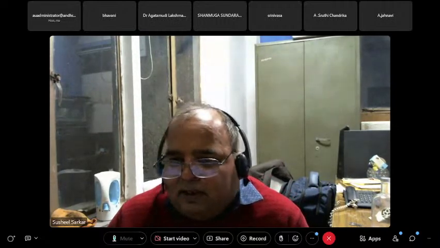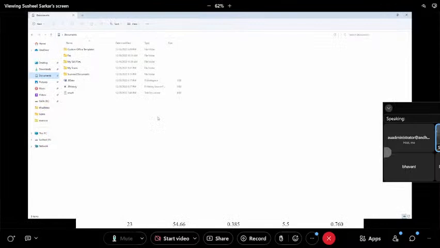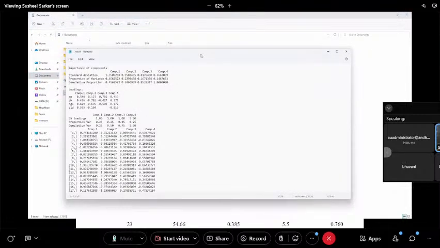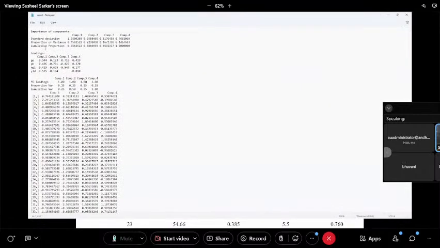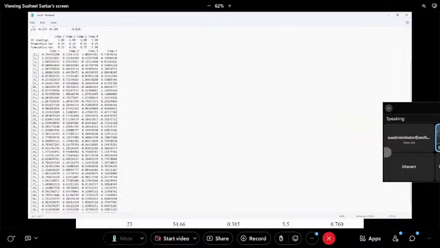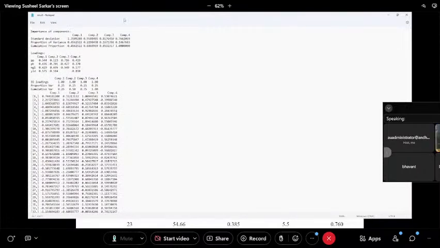I am sharing my screen, and here I went to my document. Here I find my result. Is it visible to you? Yes, sir. And open it. All the results are here which I ran in my principal component analysis. It is in Notepad. You can now take it in any format.